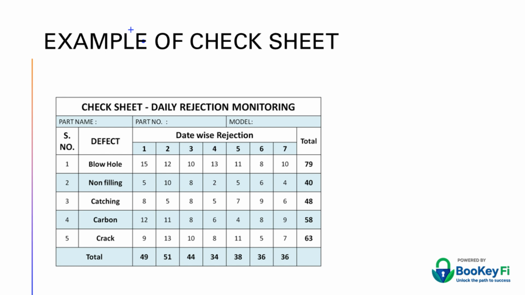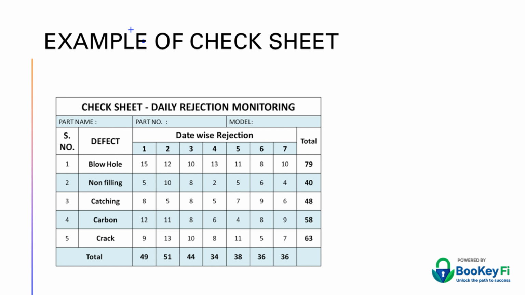The defect list. On the left, we see categories for qualitative defects, including blowholes, non-filling, catching, carbon, and cracks. These are the specific issues being monitored by the operator. Data entry and totals. The grid tracks rejections over a 7-day period. Each row shows how many times a specific defect occurred daily, while the columns provide a total for each day.